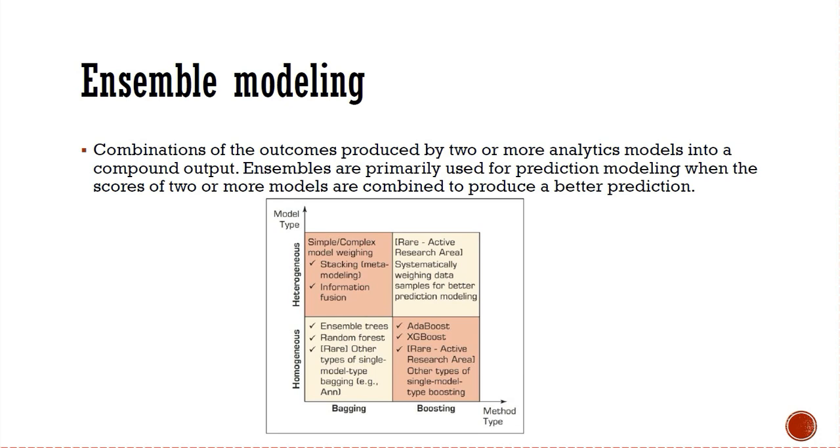However, generally speaking, model ensembles can be classified along four dimensions. The first dimension: homogeneous ensembles, such as bagging and boosting, and heterogeneous ensembles, such as simple or complex weighting.